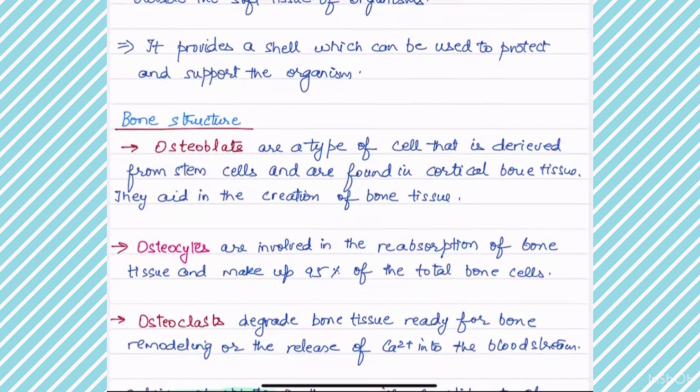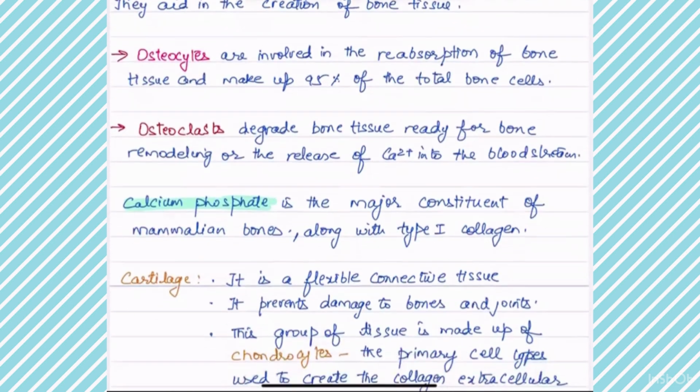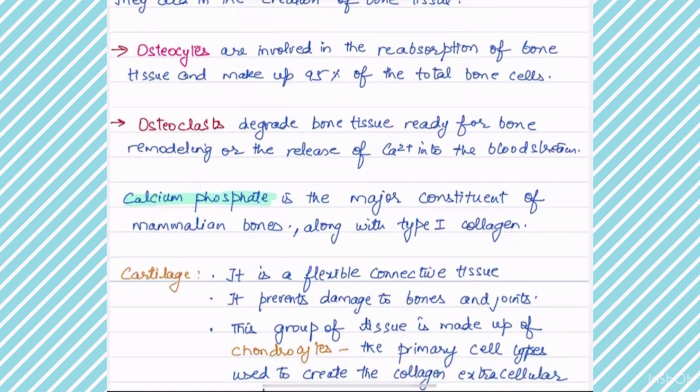Bone structure. Osteoblasts are a type of cell that is derived from stem cells and are found in cortical bone tissue. They aid in the creation of bone tissue. Osteocytes are involved in the reabsorption of bone tissue and make up 95% of the total bone cells. Osteoclasts degrade bone tissue ready for bone remodeling or the release of calcium into the bloodstream. Calcium phosphate is the major constituent of mammalian bones along with type 1 collagen.